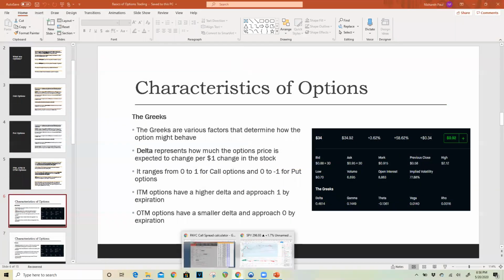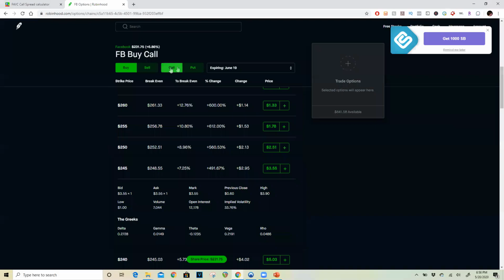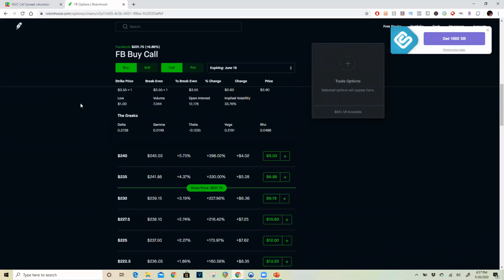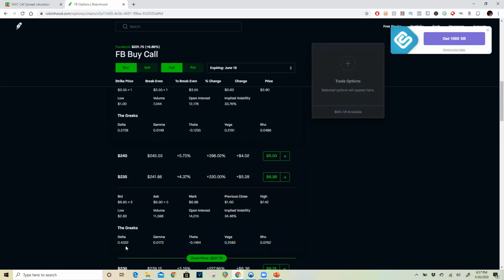Let's look at an actual example. So this is my Robinhood account here, and these are the different options that are available for Facebook. It's currently trading at $230. If I look at an option with the strike price of $235 and click on it, the delta is 0.4332. This is out of the money.